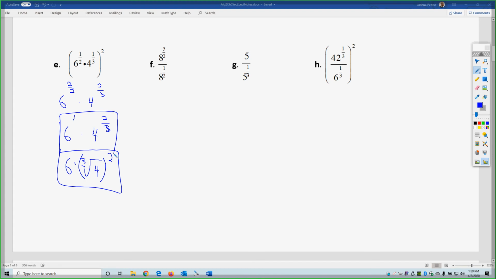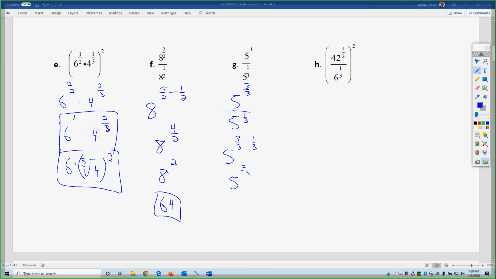Next one is a quotient rule. We must subtract. So that's 5/2 minus 1/2. So that's 8 to the 4/2, which is 8 squared, which is 64. Always look to simplify fractions in the final answer. Well, the next one is also a quotient rule. There's nothing in the numerator, but there really is. It's a 1. So that's 5 to the 3/3 over 5 to the 1/3, because 3/3 is 1. So that's 5 to the 3/3 minus 1/3, or 5 to the 2/3.